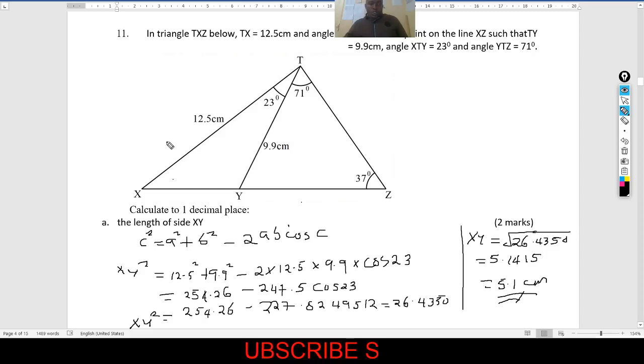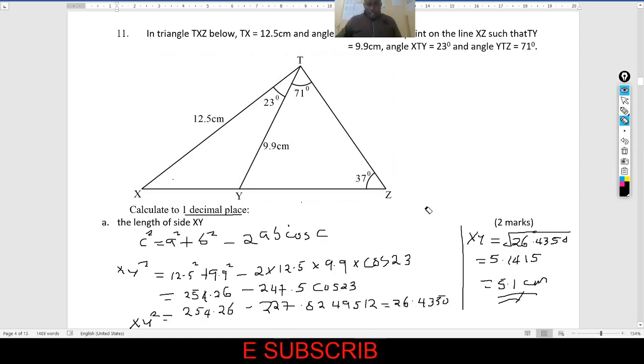Remember to always underline the instruction, one decimal place, because if you miss to give it to one decimal place, you will miss the answer mark. Now you will score 1 mark instead of 2 in this question. So it's good to always remember what you are asked to find.